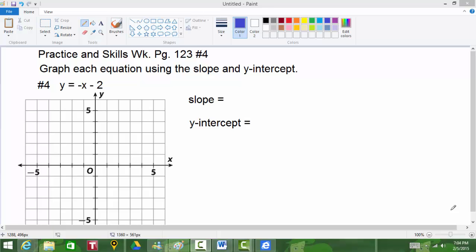We're going to be doing a problem from the Practice and Skills workbook. It's page 123, problem number 4. Graph each equation using the slope and the y-intercept. And the equation is y equals negative x minus 2.